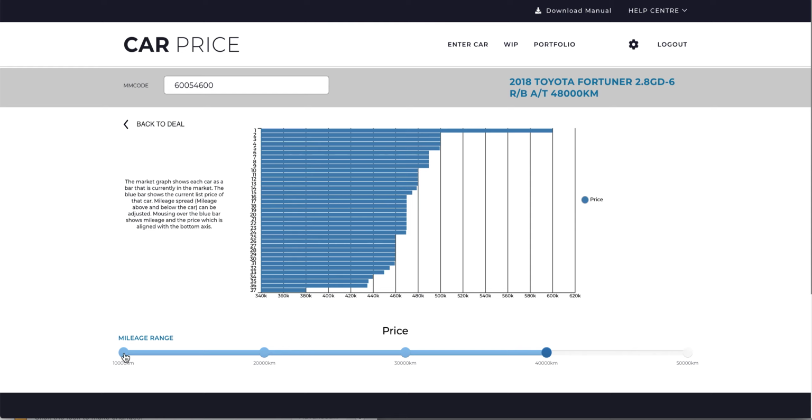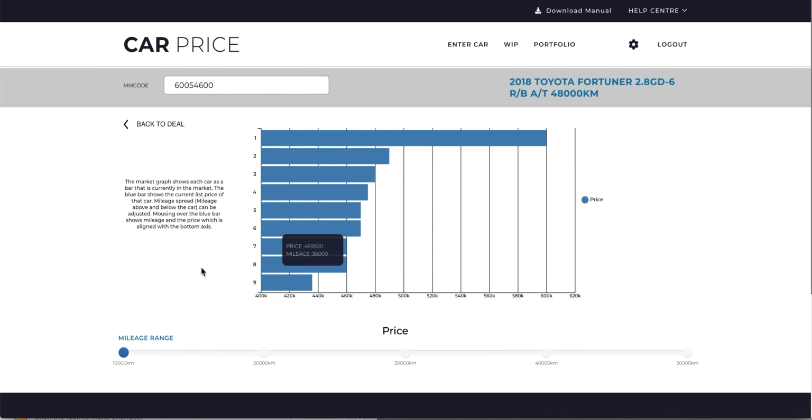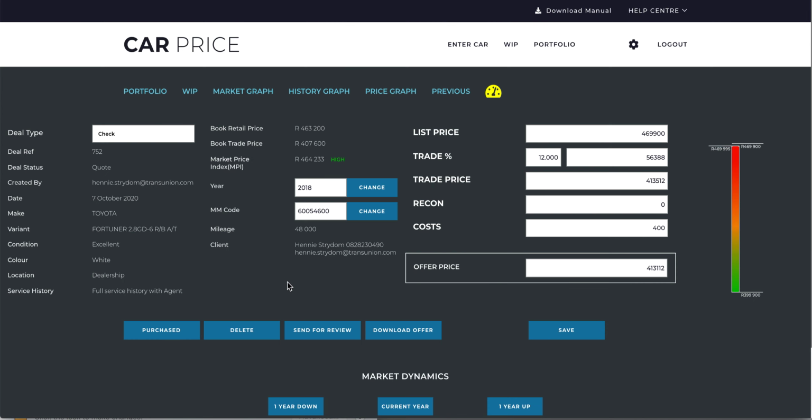However, where there's lots of data, as in the case of this car, a 2018 Fortuner, you can go 10,000 kilometers up and down, and it'll give you a good indication of where the market sits. Getting back to the deal is as simple as clicking on that back arrow.